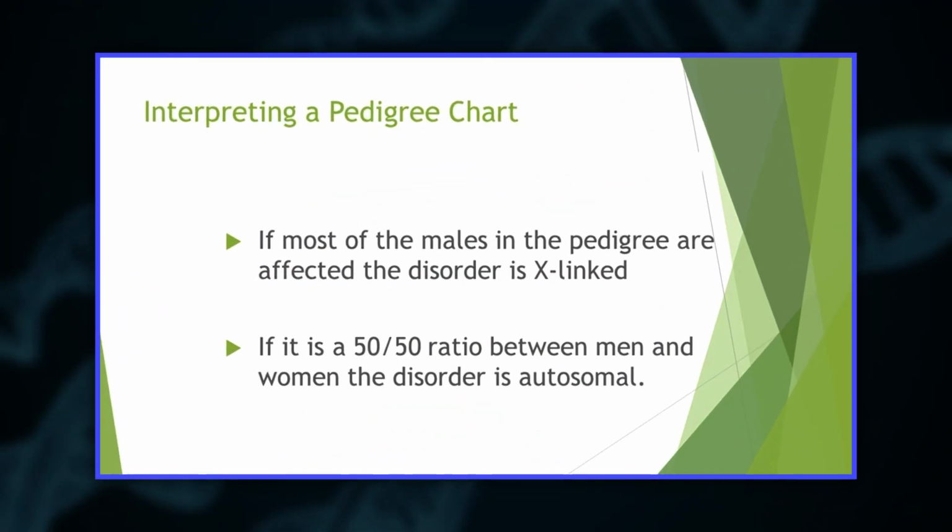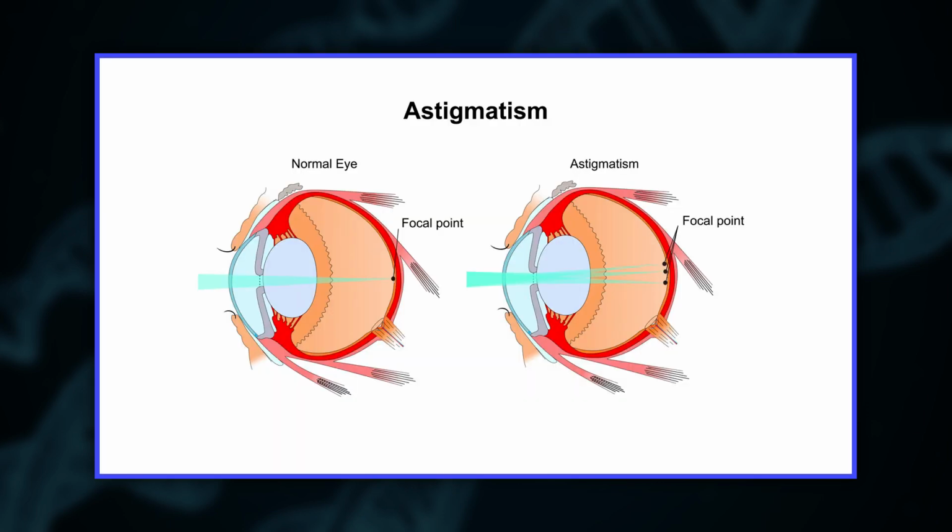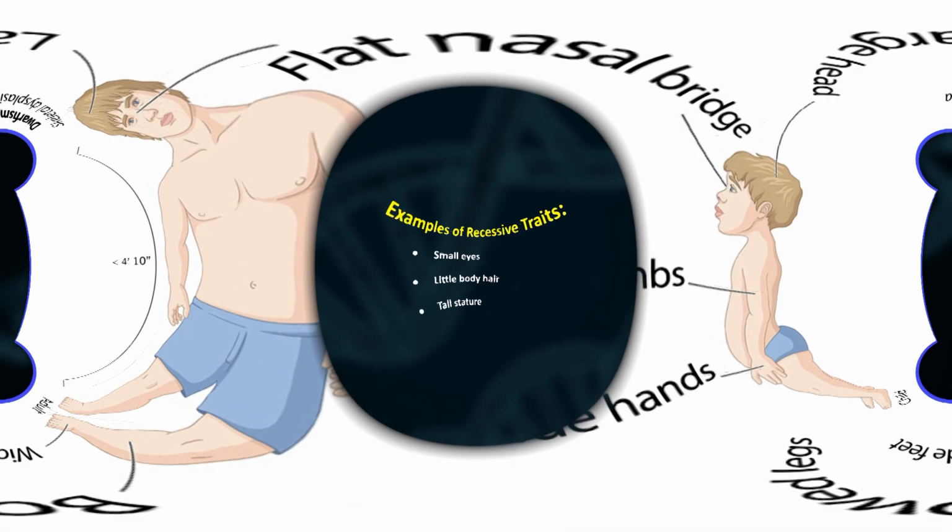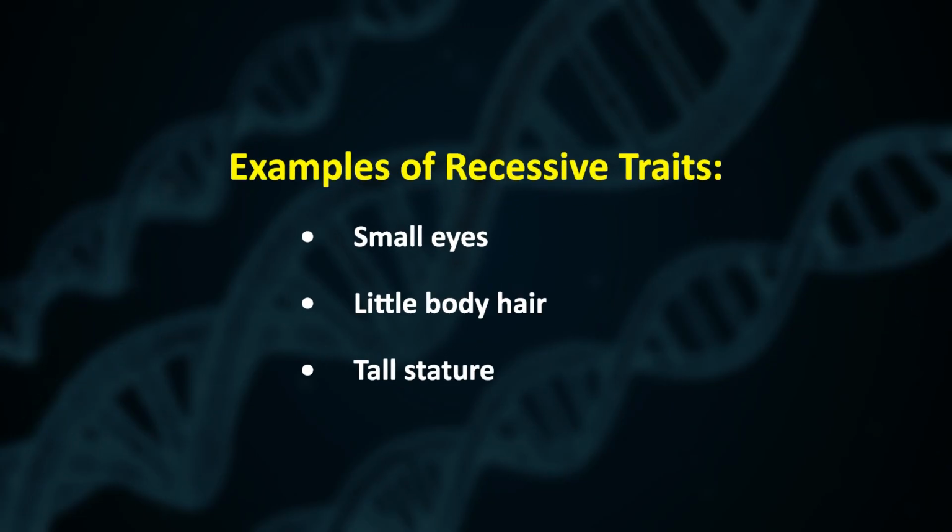When a pedigree shows a condition appearing in a 50-50 ratio between men and women, it is considered autosomal. When the condition predominantly affects males in the pedigree, it is considered X-linked. Some examples of dominant traits include male baldness, astigmatism, and dwarfism. Some examples of recessive traits include small eyes, little body hair, and tall stature.